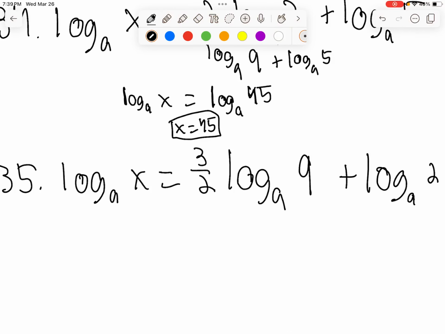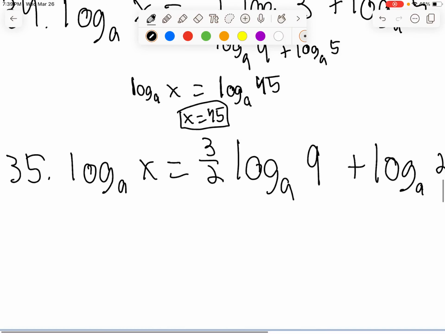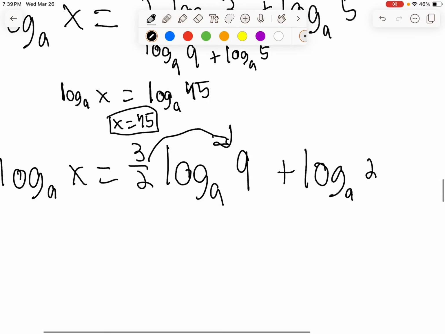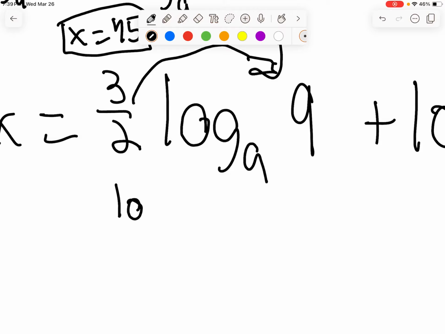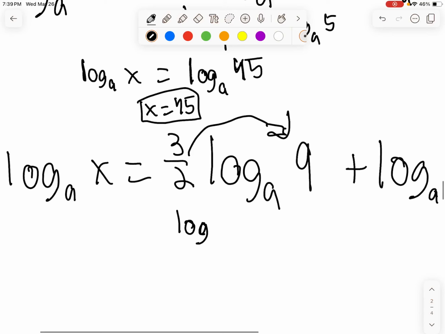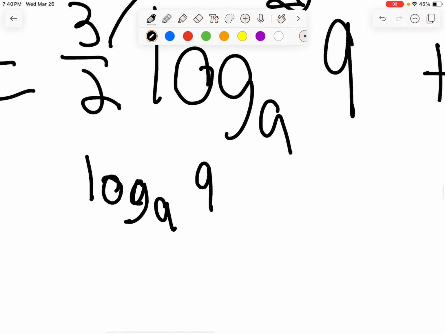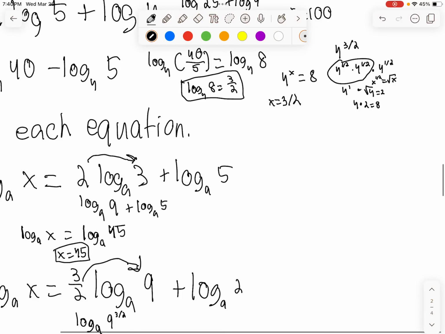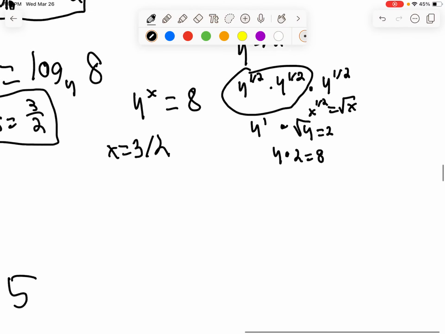Log base A of x equals 3/2 log base A of 9 plus log base A of 2. So we're going to bring up our power again. The 3/2 goes up as a power on the 9, to the 3/2 power. Luckily, I just explained how that works in this other problem here.